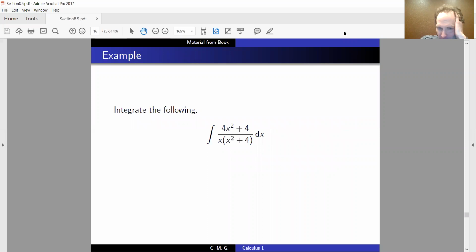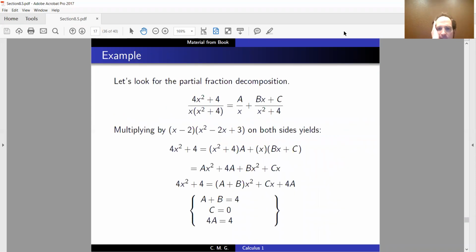So let's try this, for example. So x squared plus 4 is an irreducible quadratic. I cannot factor it any further. It has roots that are 2i and minus 2i, and I cannot factor into i's, so that's no good. So what I'm going to do is the partial fraction decomposition. I put something over x and I put something over x squared plus 4.